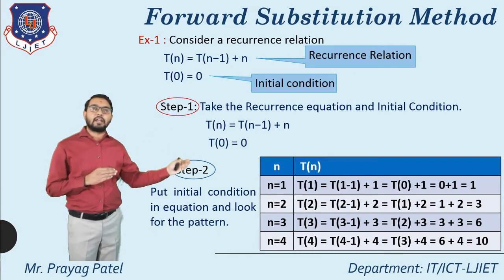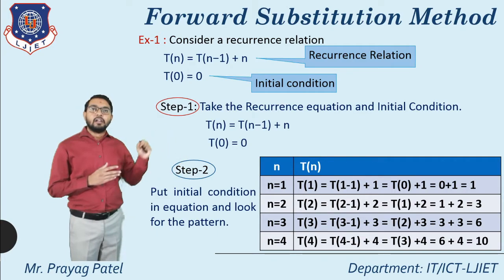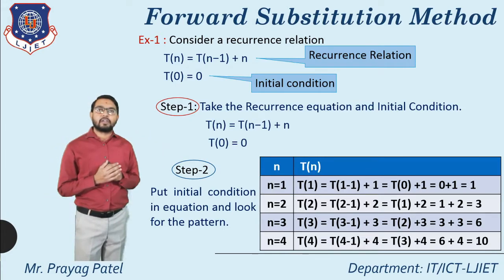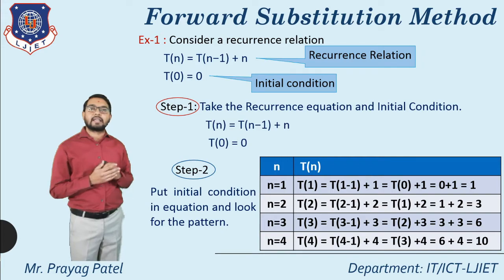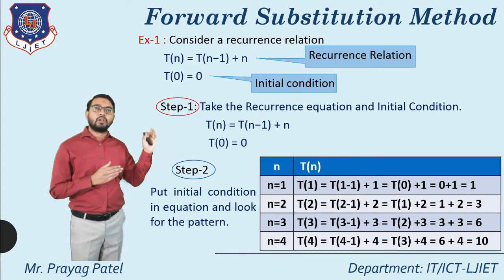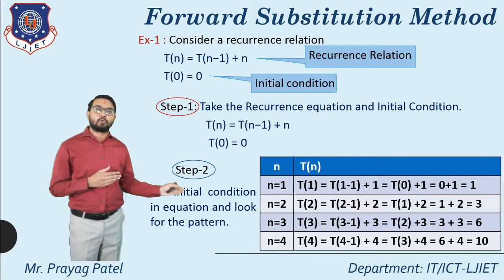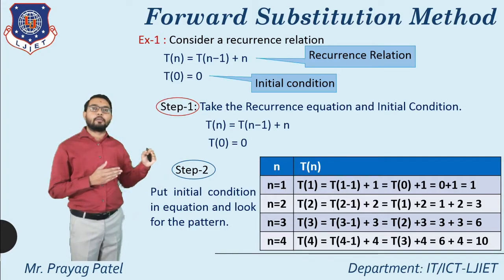So if we put the value of n equal to 1, then T of n equals T of n minus 1 plus n. According to this equation, T of 1 equals T of 1 minus 1 plus 1, so T of 1 equals 1. Now put n equal to 2. So T of 2 equals T of 2 minus 1, meaning T of 1, plus 2, which equals 1 plus 2 equals 3.